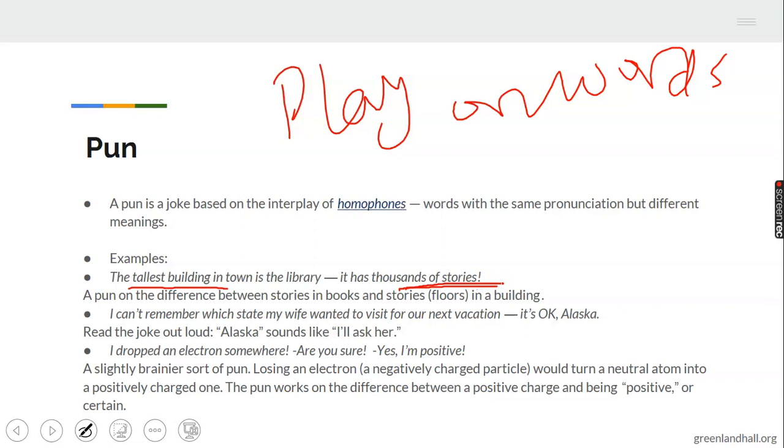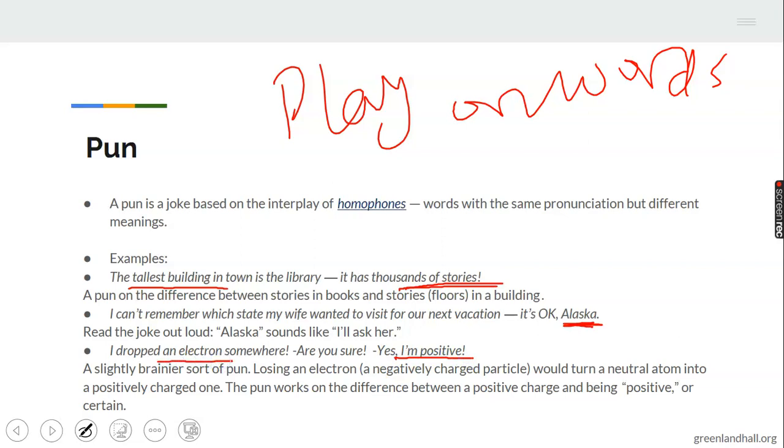I can't remember which state my wife wanted us to go to on our next vacation. It's okay, Alaska. Here, "Alaska" sounds like "I'll ask her." I dropped an election somewhere. Are you sure? Yes, I am positive. Here, there's a play on "I am positive", and it is playing on "election" also.